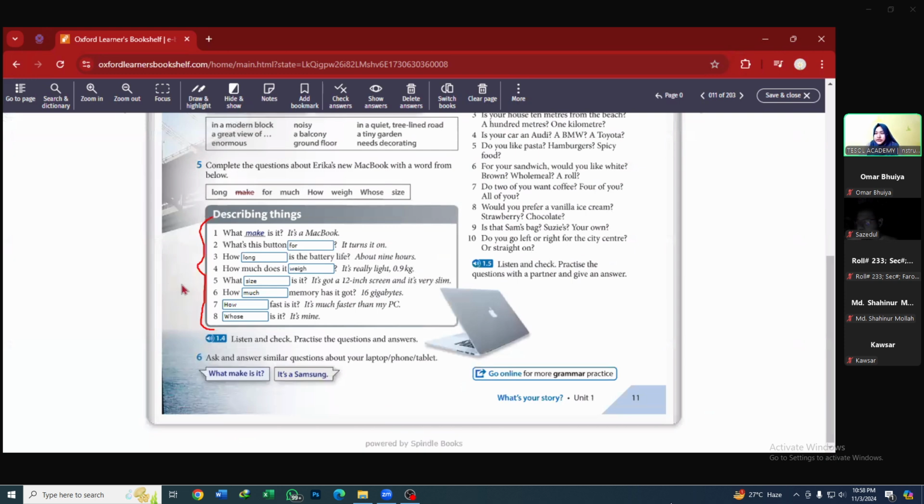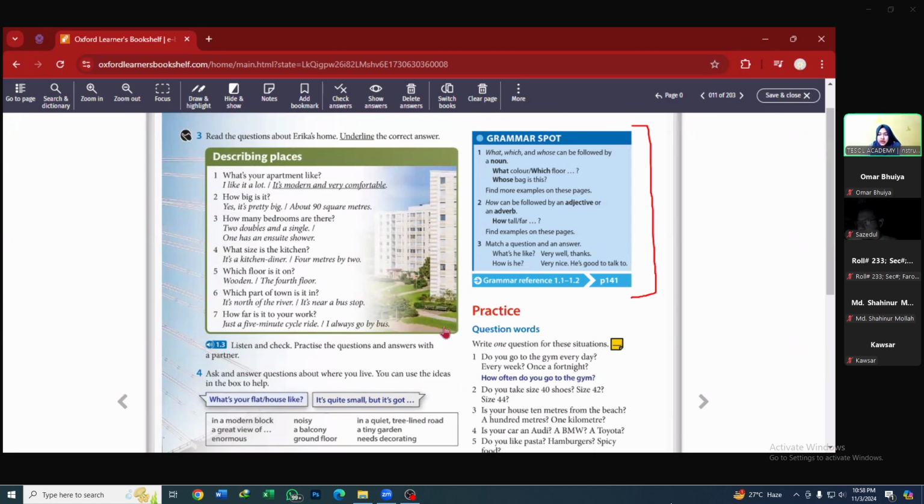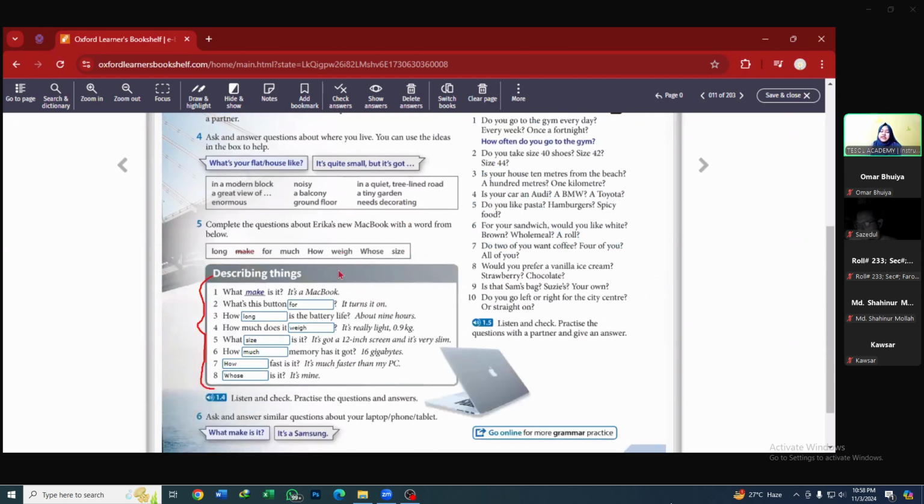So overall, what we learned today, let me just give you a recap again. We learned how to describe places, how to talk about places, specifically our home, how we can ask questions about how the place is or how your home is, and how to answer these questions appropriately, how we can give certain descriptions about our home. Then we did the same for things. We learned how to describe things, and we did it on a gadget. We described a gadget and we asked questions and answered those questions with appropriate details. And we also practically had a conversation on it, right?